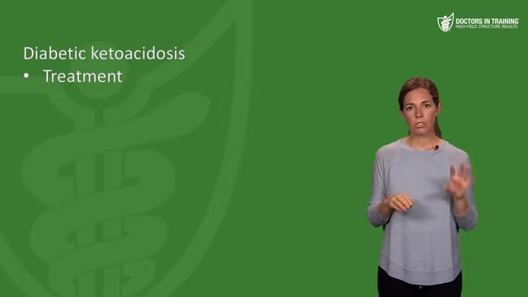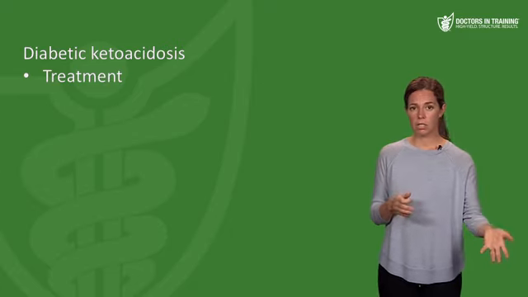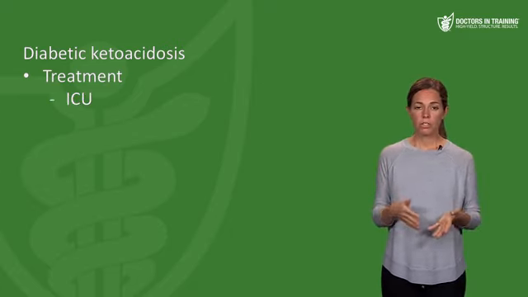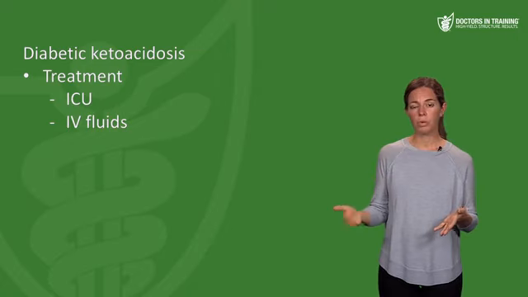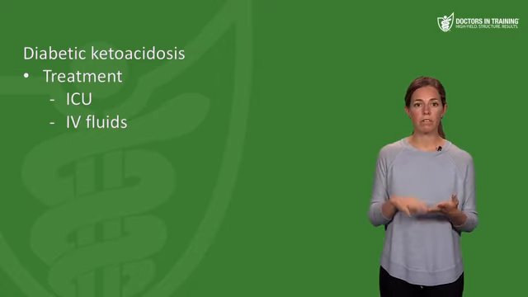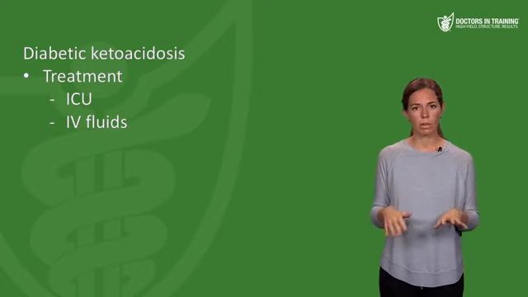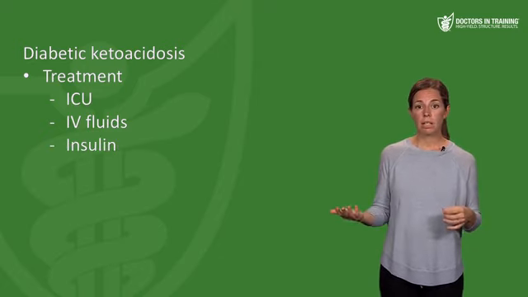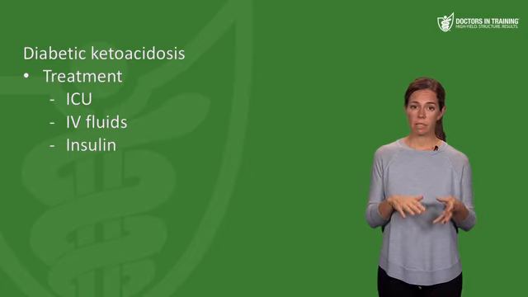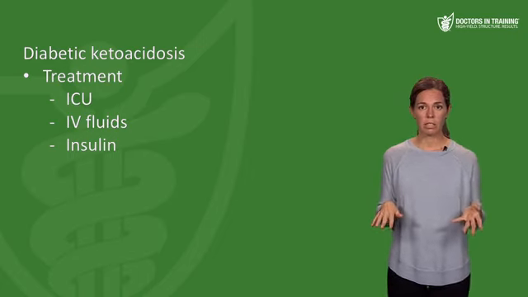Well, first off, these patients are critically ill, so they're usually admitted to the ICU. And then we said these patients are very dehydrated, so you want to give them fluids, lots and lots of IV fluids because they're vomiting and often have impaired mental status, so you can't give it orally. Then you also need to give insulin, usually as a continuous IV insulin infusion. Casually, we call it an insulin drip.